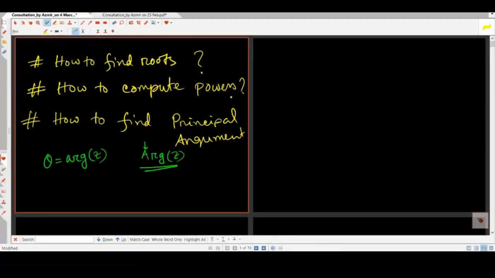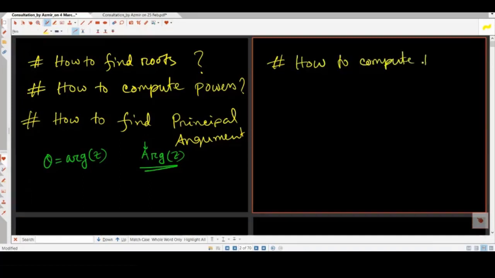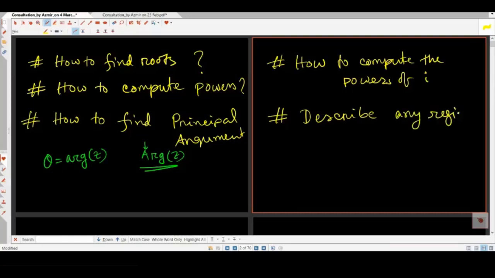After this, we will try to focus on how to compute the powers of i. And then we will try to describe any region. So these are the contents that we are going to look at today.